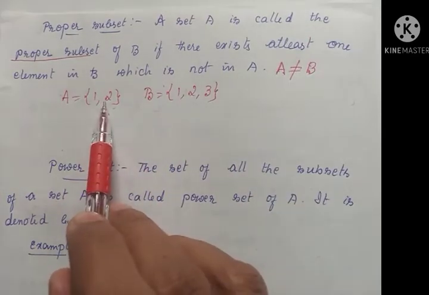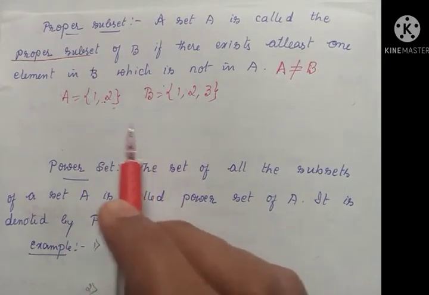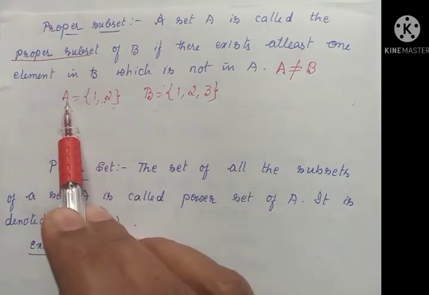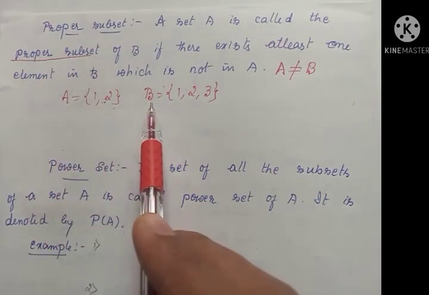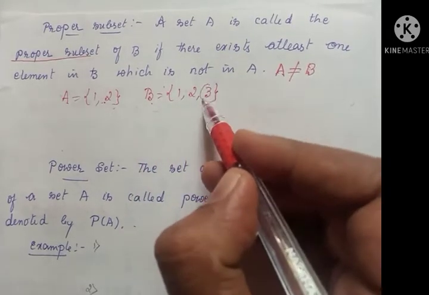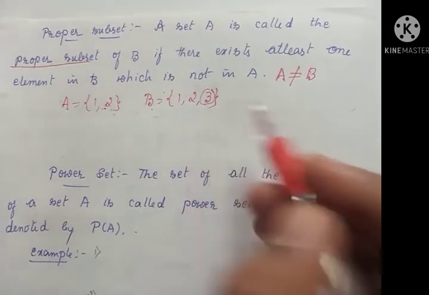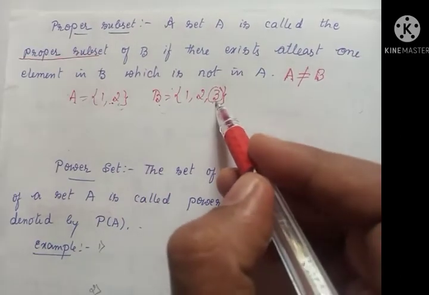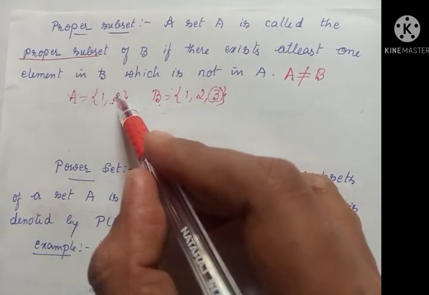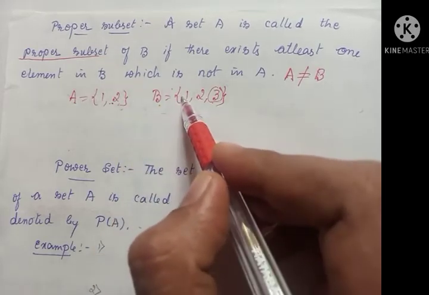By the definition of subset, you know that A is a subset of B, but I can use the particular term proper subset. A is a proper subset of B because B has one element which is not in A. At least one element. More than one is okay. At least one element that is not in A here. So that is the definition of a proper subset here.